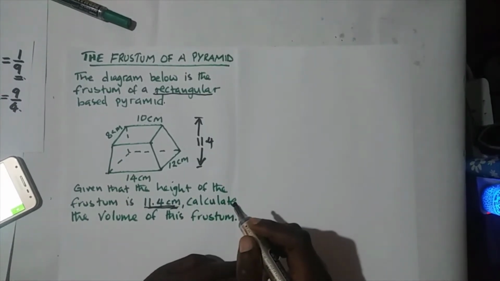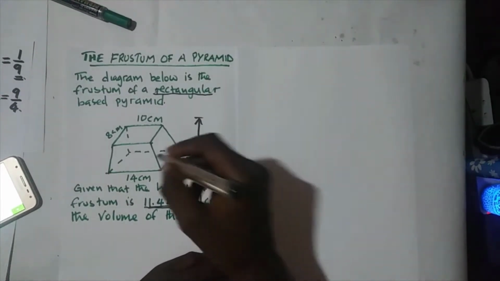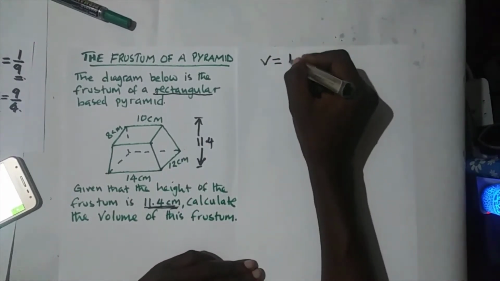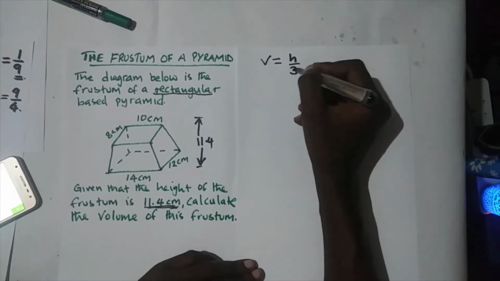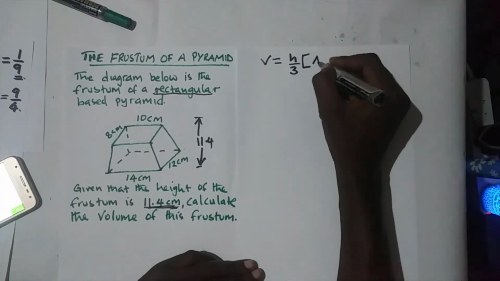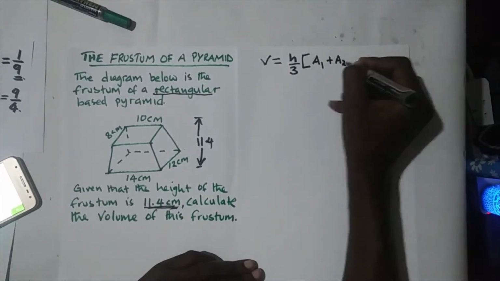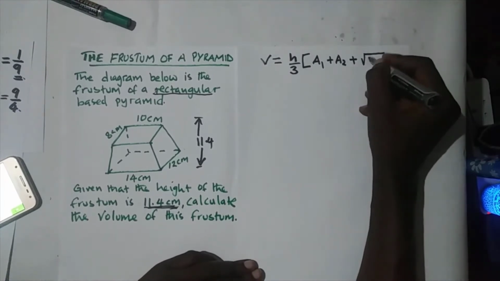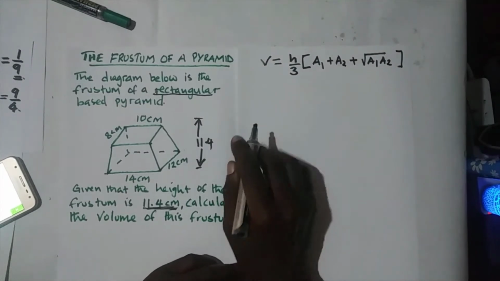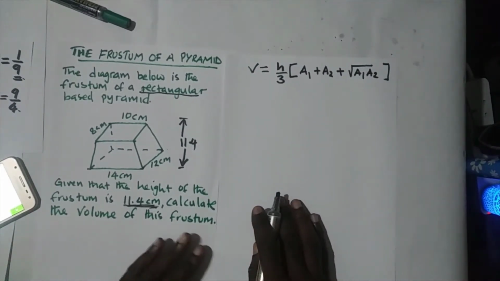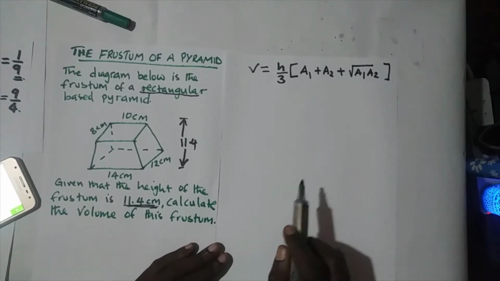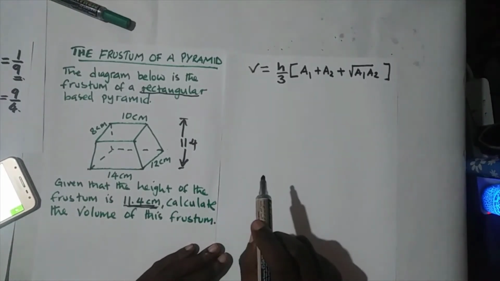The first thing that we need to know is the formula. The formula for the volume is equal to h, which is the height of the pyramid, over 3, square brackets, then you have area 1 plus area 2 plus the square root of area 1 times area 2. So this is the formula that we use for calculating the volumes of the pyramids. Now I'm going to show you how to calculate area 1 and area 2.